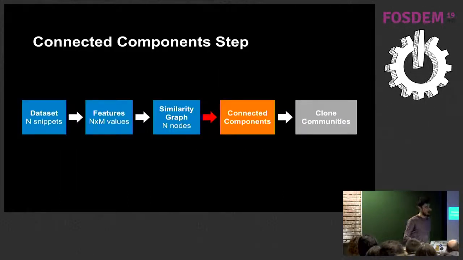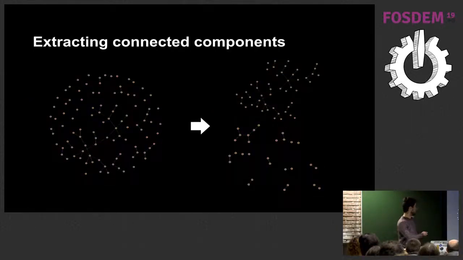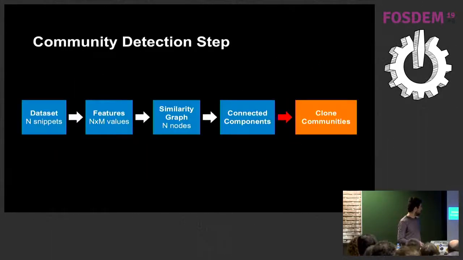So the next step is pretty straightforward. It's the extraction of the connected components. So basically it looks something like this. Hopefully you can see the edges, but no, that's not great, you can't really see the edges. But imagine that these are all connected components. So I haven't talked too much about this step, the community detection step.